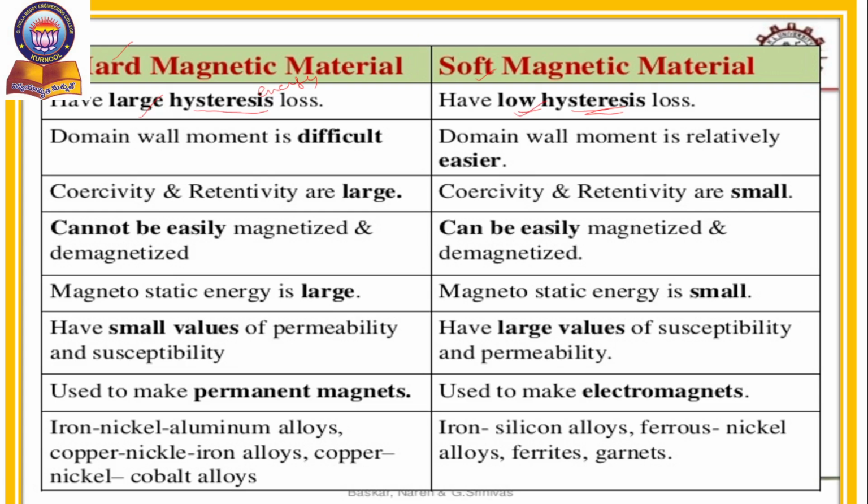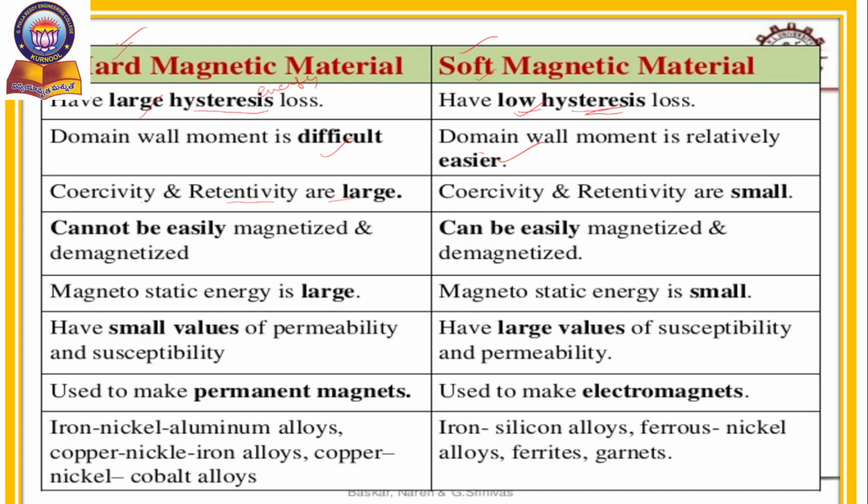Then domain wall movement. To get magnetization or demagnetization of the material, domain wall movement is compulsory. As the material is hard, domain wall movement is difficult. In soft magnetic material, domain wall movement is easy; it takes place easily. That is why cycles of magnetization and demagnetization are easy in soft magnetic materials. Then next, coercivity and retentivity are large for hard materials.